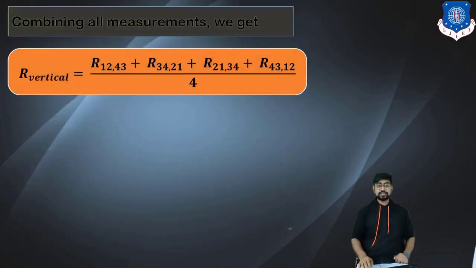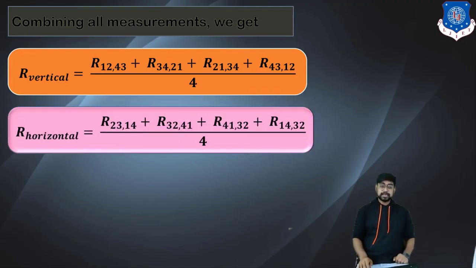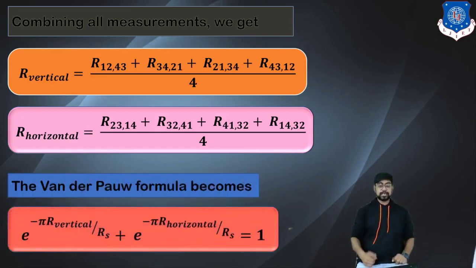Now combining all the measurements, R vertical equals R1243 plus R3421 plus R2134 plus R4312, averaged by 4. Similarly, R horizontal equals R2314 plus R3241 plus R4132 plus R1423, divided by 4. As we are averaging, now we will utilize the Van der Pol formula. The Van der Pol formula becomes e raised to minus pi R vertical divided by Rs, plus e raised to minus pi R horizontal divided by Rs, equals 1.